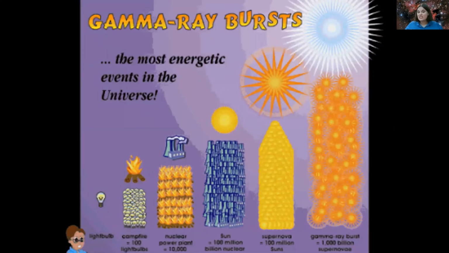But just to give you a rough idea of how powerful a gamma ray burst is, on the far left you see a light bulb. About 100 light bulbs is your campfire. 10,000 campfires is a nuclear power plant. Over 100 million nuclear power plants is a sun or a supernova, and then you have over 100 million supernovas to equal suns, and then over 1,000 billion supernovas equal a gamma ray burst. They are the powerhouses of our universe.